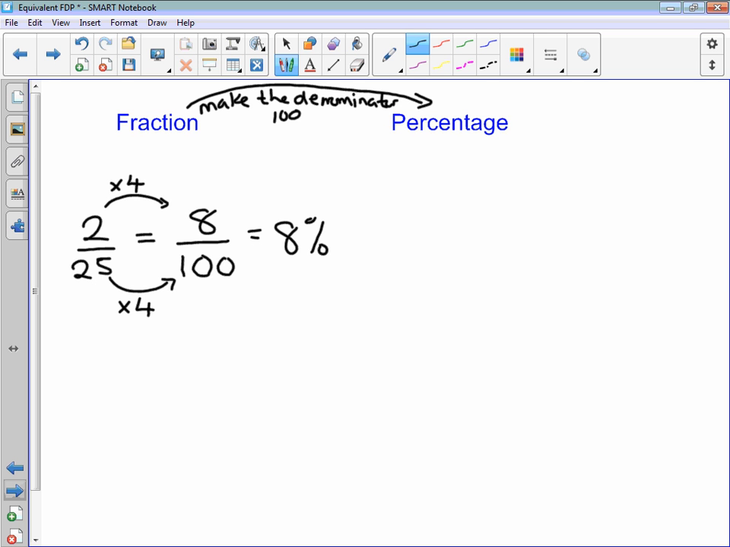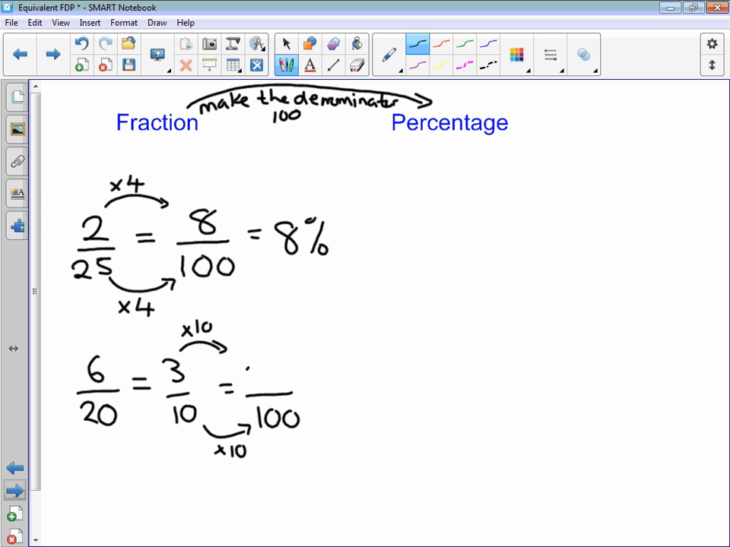If I was to do 6 out of 20, we could simplify the fraction first to make it easier: 3/10. I can then multiply my 10 by 10 to make 100, which means I need to multiply 3 by 10 to make 30. So that gives me 30%.